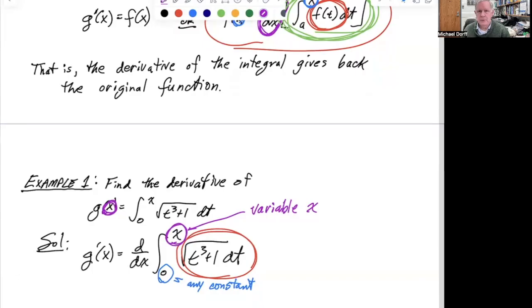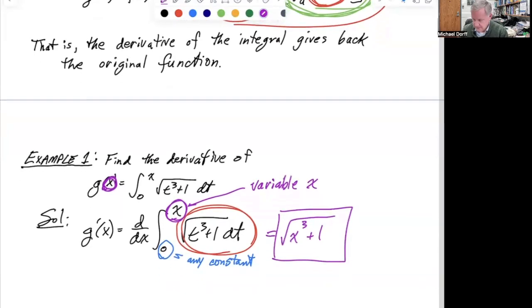And what I'm going to have to do then is replace the t's with x's because that is my variable. The t's are just a placeholder, but when I take the derivative with respect to x, I have to put in the x's for the t's. And so I end up with x cubed plus 1, and the square root of that. That is my answer. That's all it is.